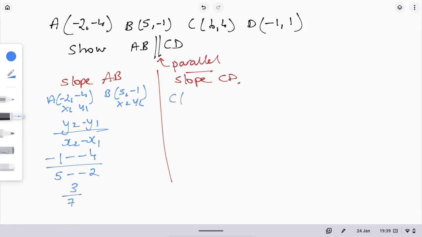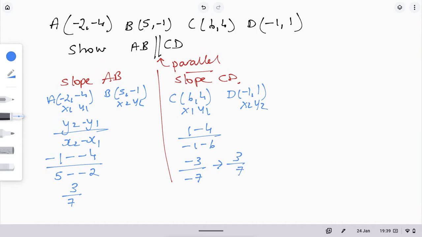Now to work it out for CD, C is the point 6, 4, D is the point minus 1, 1. Label it x1, y1, x2, y2, throw it into your formula once again. And here I get minus 3 over minus 7. If you put that in your calculator, you get 3/7. So they're parallel because m1 is equal to m2, therefore parallel. Yeah, so parallel lines have the same slope. Perpendicular lines, on the other hand, have opposite slopes. So you turn it upside down and change the sign.